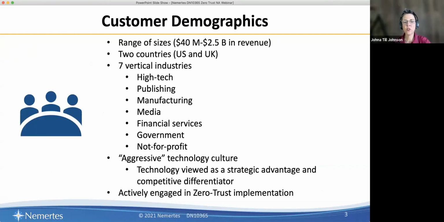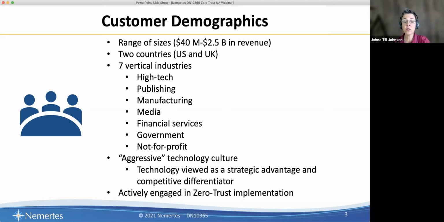Excellent. So just to give everybody a little bit of background on who we spoke with, and just a reminder, Jason said survey, but this was really an in-depth interview process. We spoke with companies that were a range of sizes, so anywhere from 40 million to 2.5 billion in revenue or budget if they were not for profit.